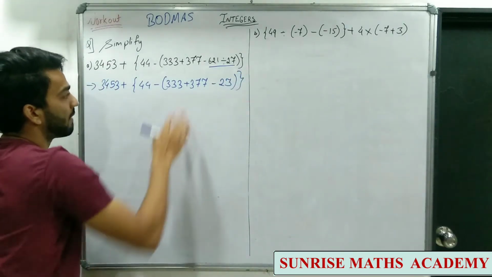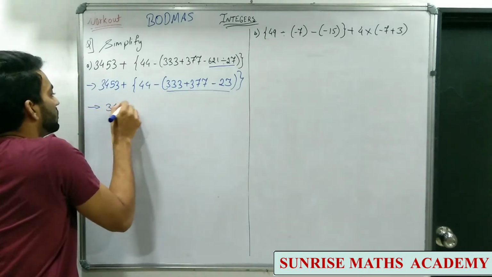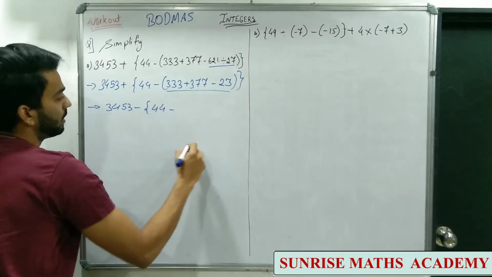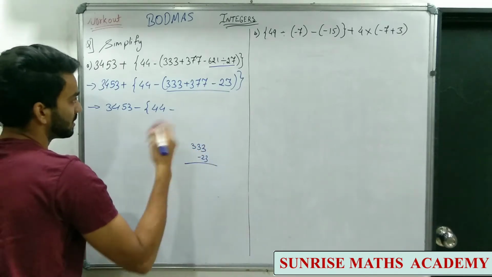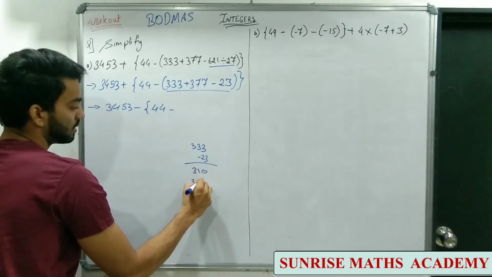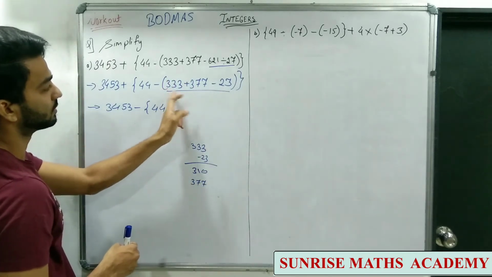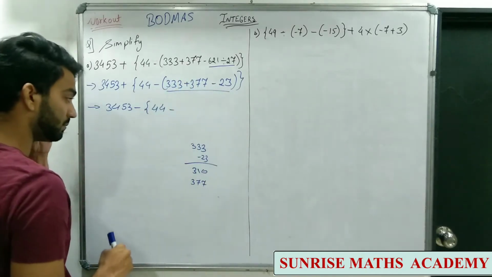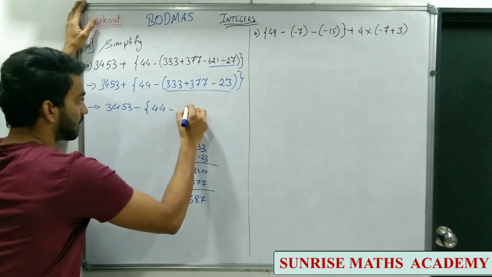Now in this round bracket we have addition and subtraction. So we can solve this completely together. 333 minus 23 we can do first, or 377 minus 23 we can do. This is 310 plus 377. So we have used the concept of associative property here. I have taken this on this side. So we get 687.